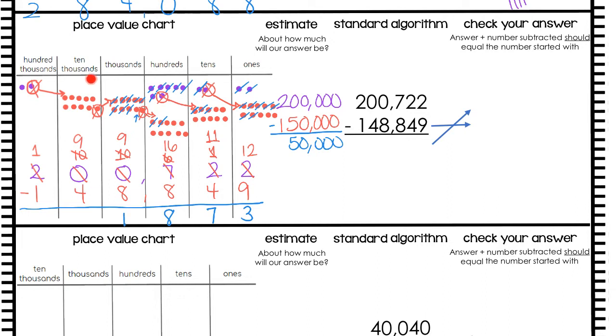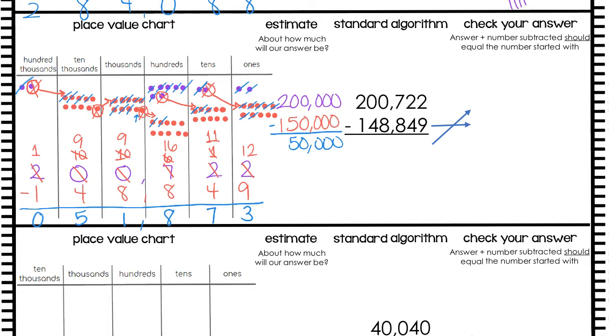Now, in the 10,000s, we have 9 10,000s, and we're taking away 4 10,000s. Minus 1, minus 2, minus 3, minus 4. We're left with 5 10,000s. And in the hundred thousands, 1 minus 1 is 0. There are 0 hundred thousands. So we have 51,873. That is about 50,000. So this is a very reasonable answer.